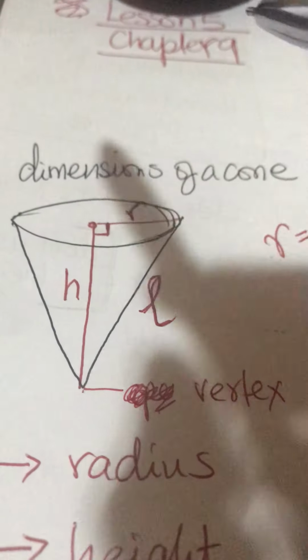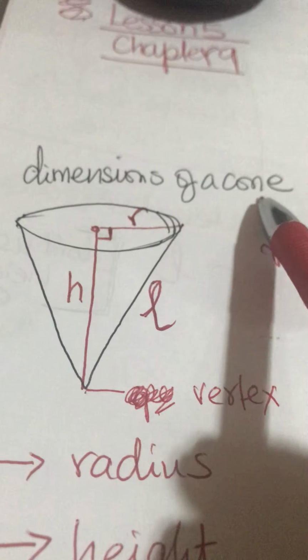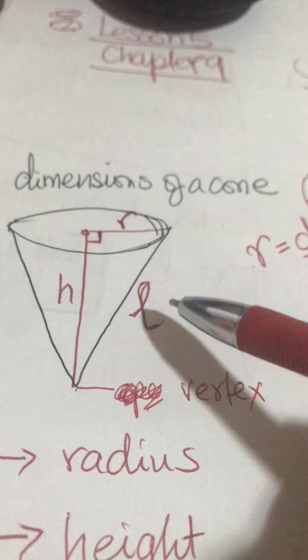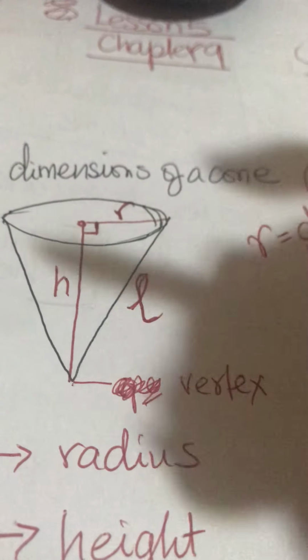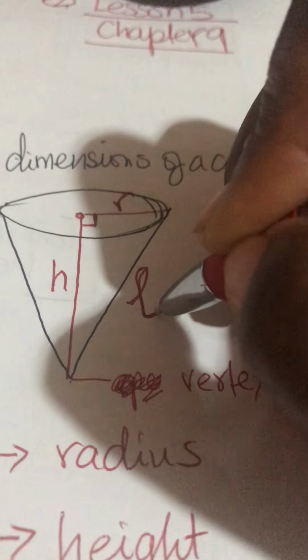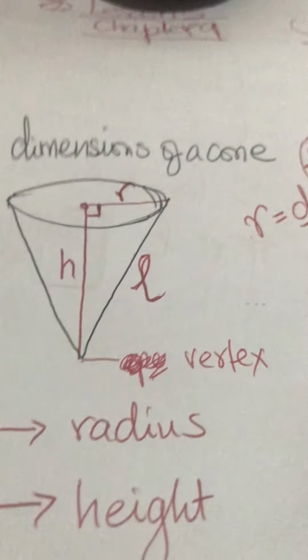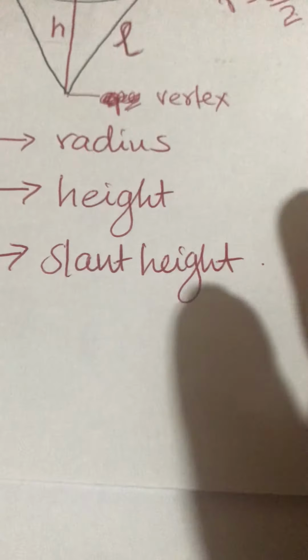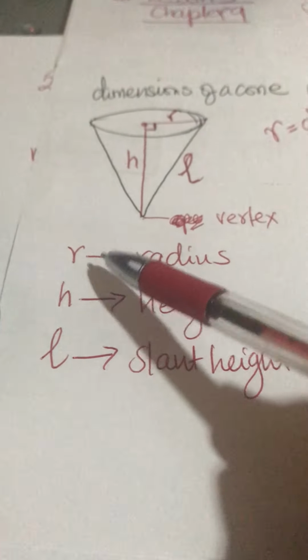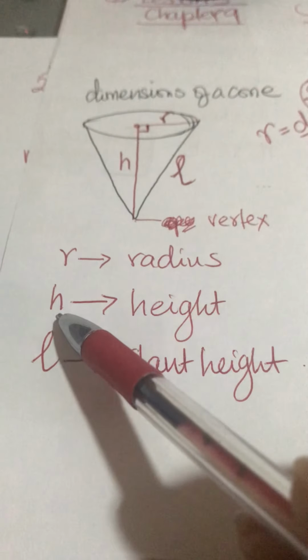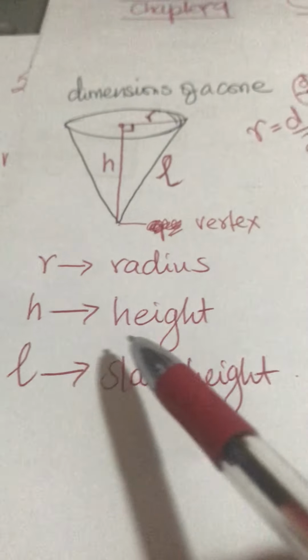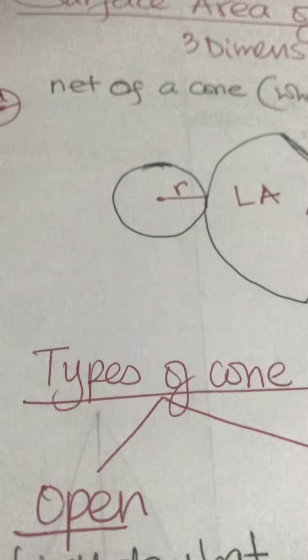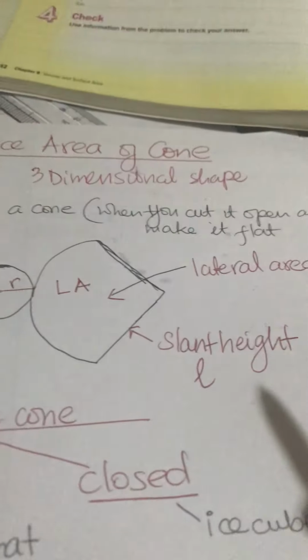So the dimensions of a cone are radius, height, and lateral length or slant height. This L is called the slant height. So here, R is radius, H is height, L is slant height. Okay? So this is how a cone is when it is in 3 dimensions.